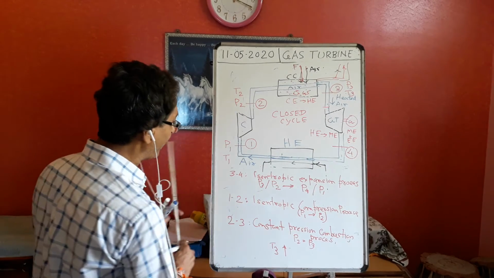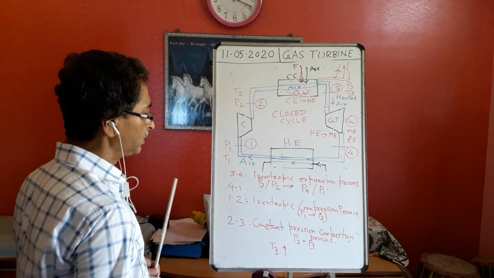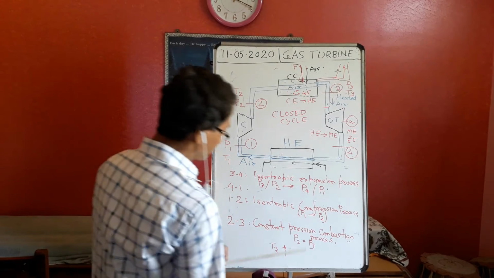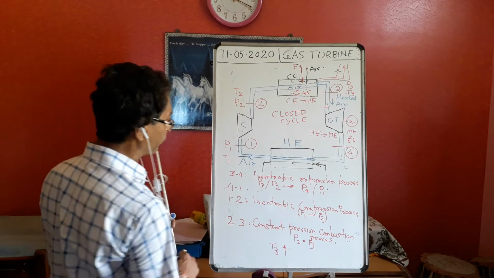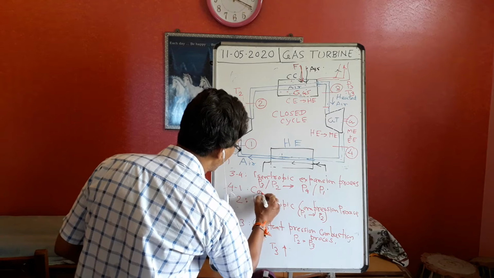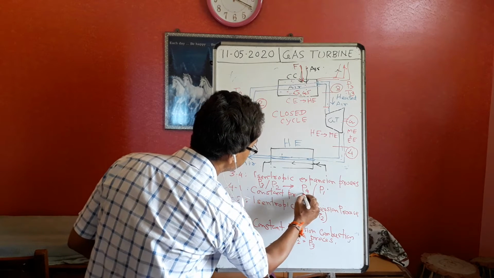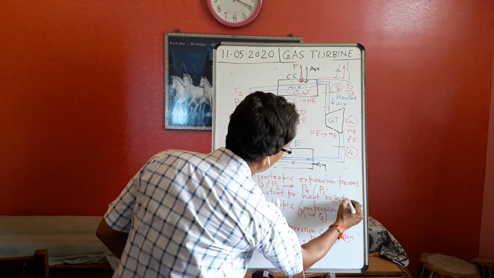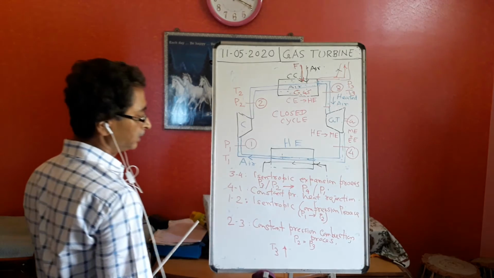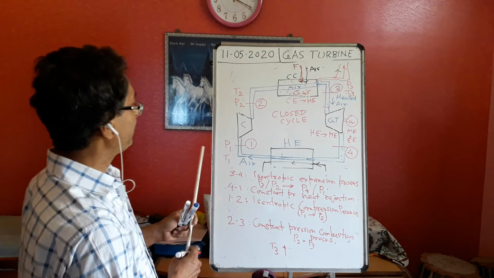Then what is 4 to 1? 2 to 3 was the heating process and 4 to 1 is the cooling process. So this is the constant pressure heat rejection process or cooling process. Heat rejection process 4 to 1.